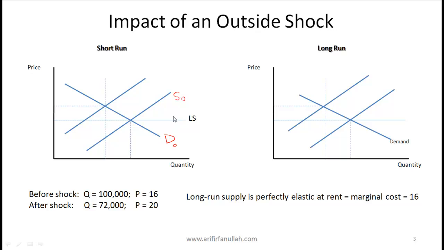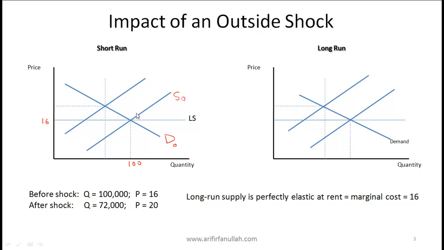At the pre-earthquake equilibrium, our quantity demanded, let's say, is 100,000 units, and our price is, let's say, $16 per unit. When the earthquake strikes the city, what will happen to demand? In this case, we will assume the demand stays the same. Let's say that nobody dies in the earthquake. But what happens is that lots of housing units are impacted and destroyed.